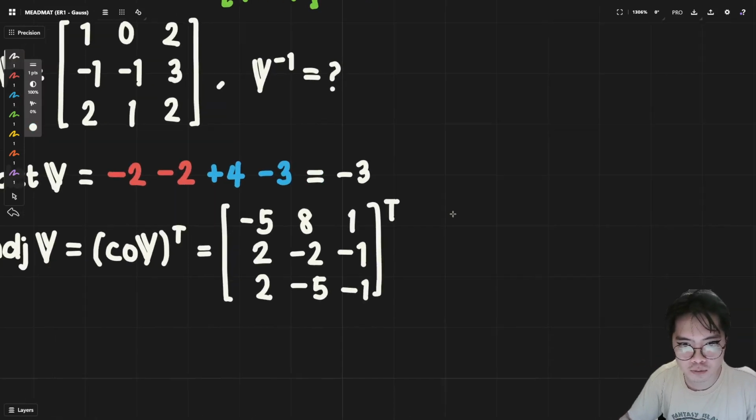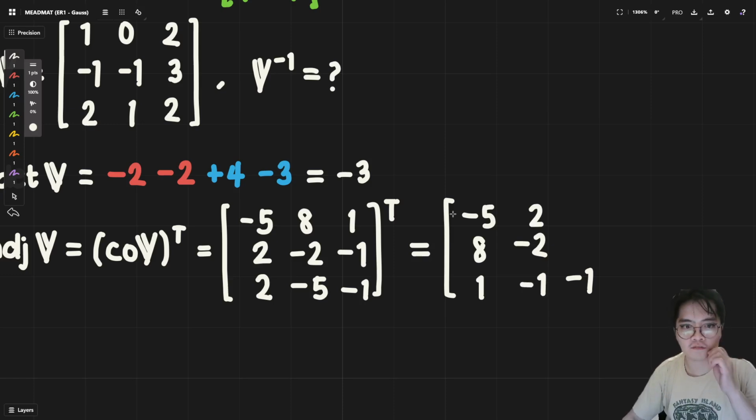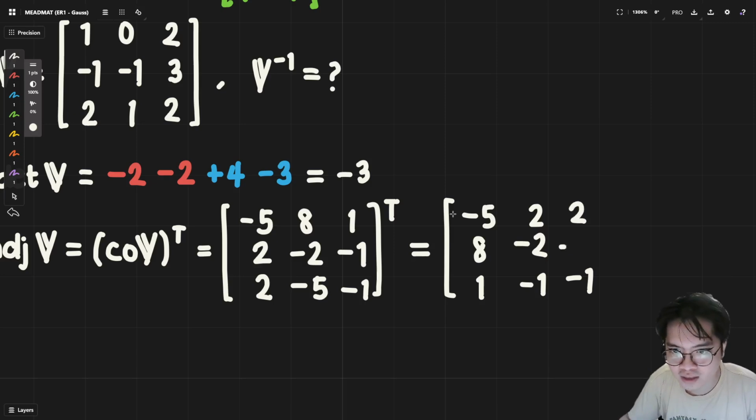We have to transpose this. So along our main diagonal, we will keep everything the same. Right? So negative 5, negative 2, negative 1. But we will switch on everything over. Negative 5, 8, 1. And then this one is now 2, negative 2, negative 1. And then we will have 2 and then a 5 in here. So that is now our adjoint.